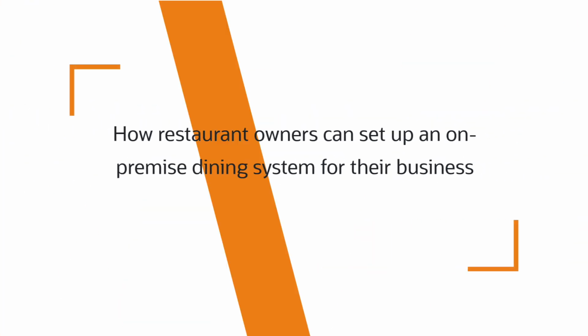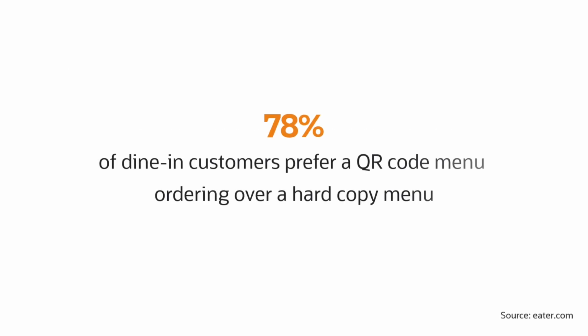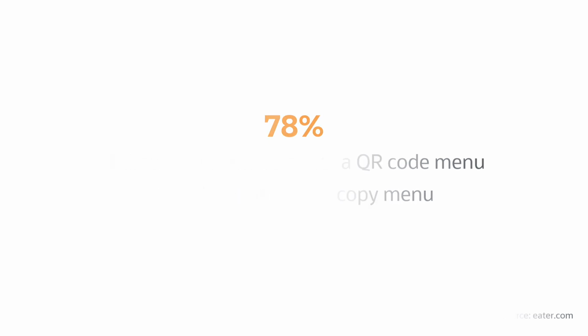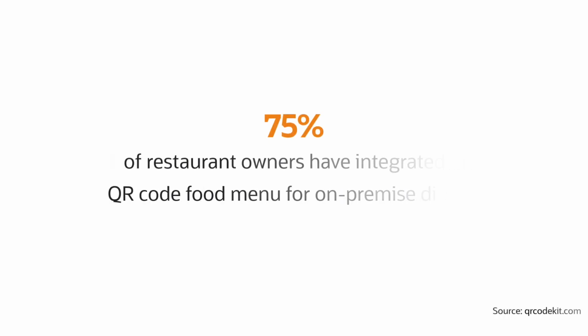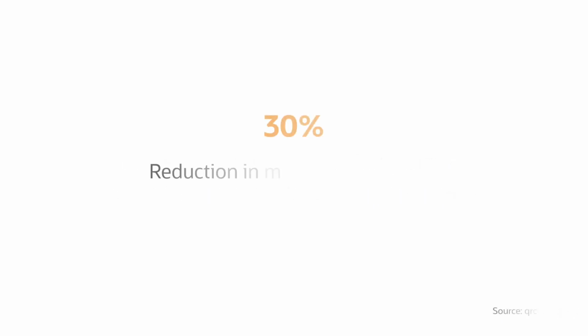Hi there! Did you know that 78% of dine-in customers prefer QR code menu ordering over a hard copy menu? Additionally, 75% of restaurant owners have integrated a QR code food menu for on-premise dining, leading to a 30% reduction in menu printing costs.